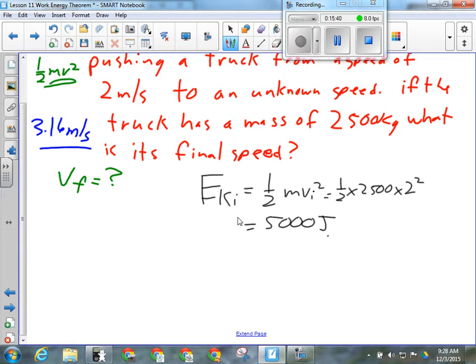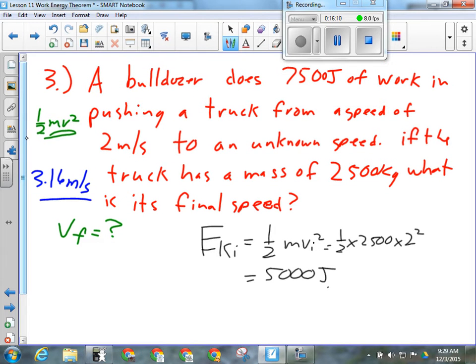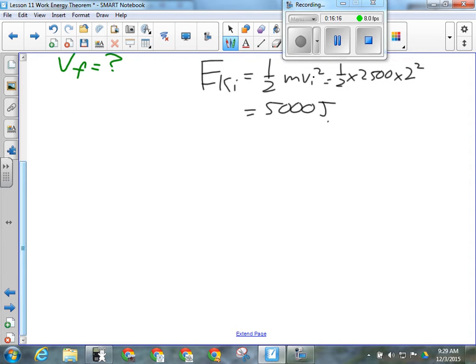Okay, so sorry, this is the truck. The bulldozer's pushing the truck, but the question's about the truck. So the truck has 5,000 joules worth of energy at the beginning, and then the bulldozer does work on it. Agreed? So does the truck have more energy or less energy at the end of the question? More. Okay, it's having energy put in, right? Work is an input of energy in terms of the truck. So if I'm trying to figure out how much energy the truck has at the end, can I say that work is the final energy of the truck minus the initial energy of the truck?